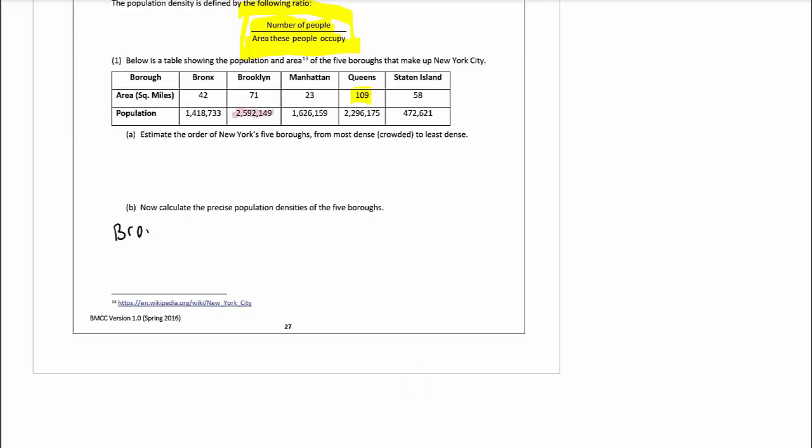So let's look at the Bronx and look at its density. To calculate the density, we're going to take the number of people and divide it by the area, in that order, okay?